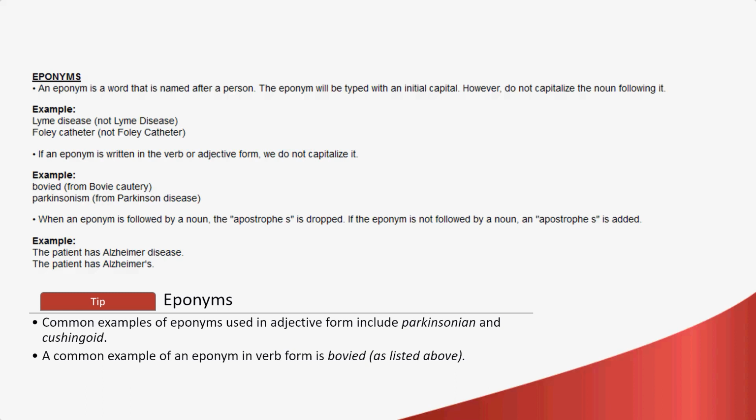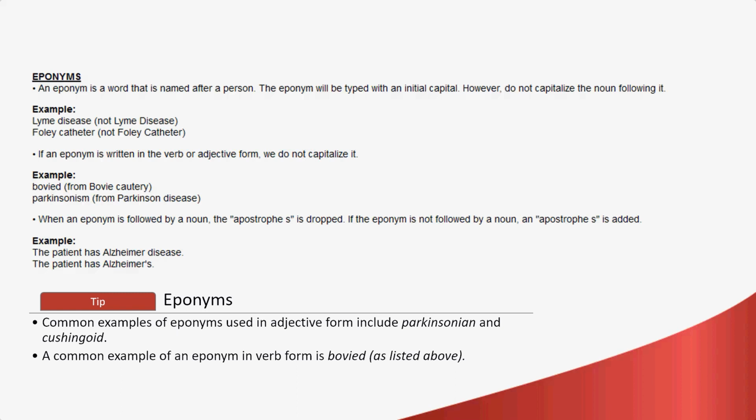Parkinsonism is an adjective form for someone who has Parkinson's disease. So adjective form, don't cap. Verb form, don't cap. Now, when the eponym is followed by a noun, the apostrophe S is dropped. If the eponym is not followed by a noun, you keep the apostrophe S. So oftentimes they'll say the patient has Alzheimer's disease, but if that's followed by the noun disease, we need to take that apostrophe S off.